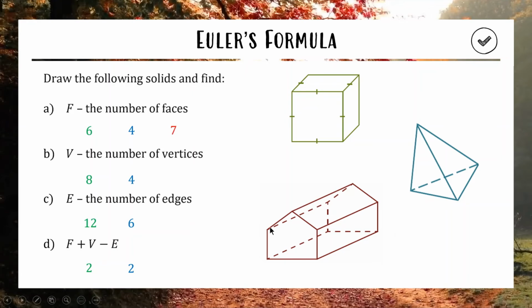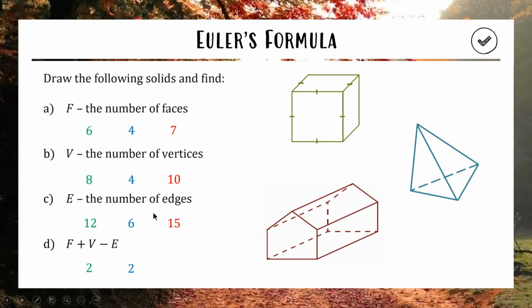Number of vertices, we have 5 corners at the front and we've got 5 corners at the back. So we have a total of 10 vertices. For our edges, we have 5 on the front pentagon, we have 5 on the back pentagon, so we got 10, and then we have 1, 2, 3, 4, 5 joining them. So we have 15 edges all in total.